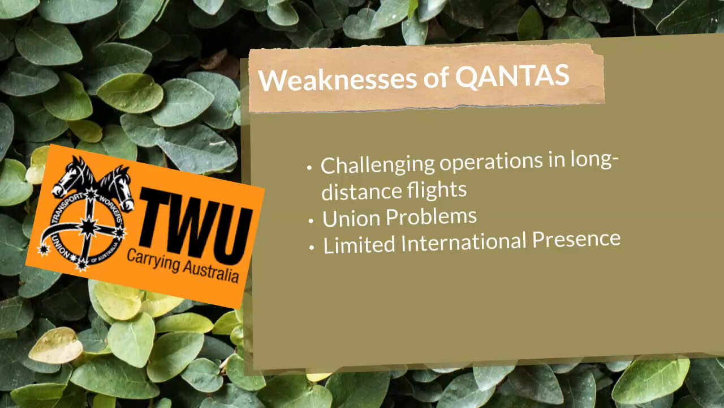The second weakness is the union problems. So for this one, this is a problem that most Australian airlines are also facing. So Qantas has also been facing several issues with unionization. The third weakness of Qantas is the limited international presence. So with the limited international presence, Qantas has been unable to register higher profits or break even in its international businesses up until now.